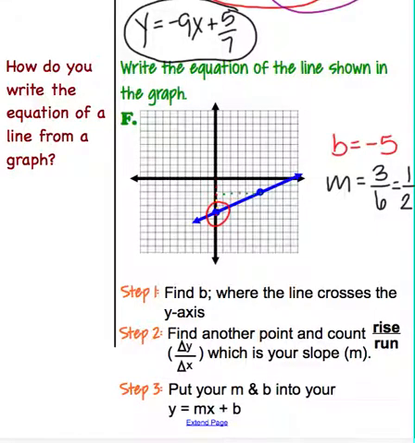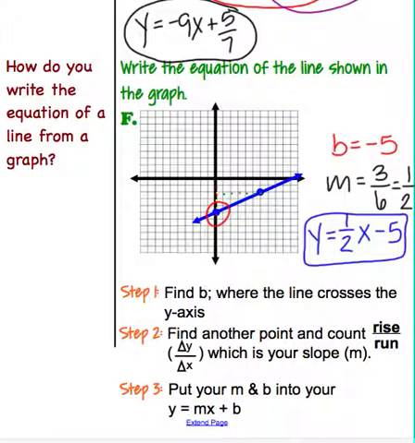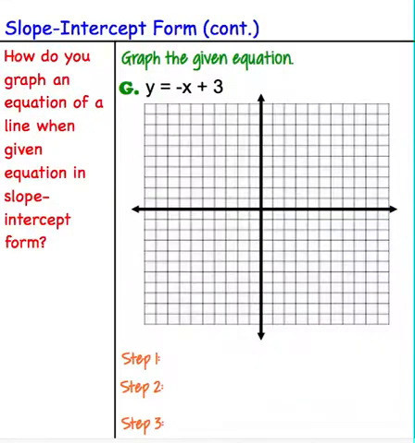So then our third step is simply going to be to put our m and our b into our y equals mx plus b, which means that y is equal to m, which is 1/2, x plus b, which is -5, so -5. You'll have an opportunity to practice this one in the U-Try problems as well as tomorrow.